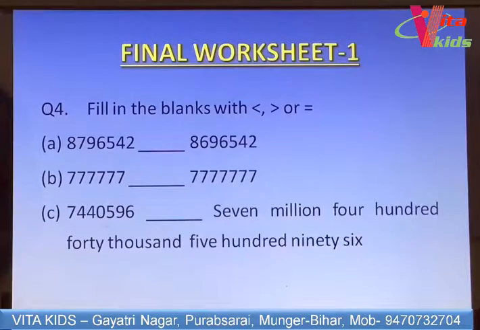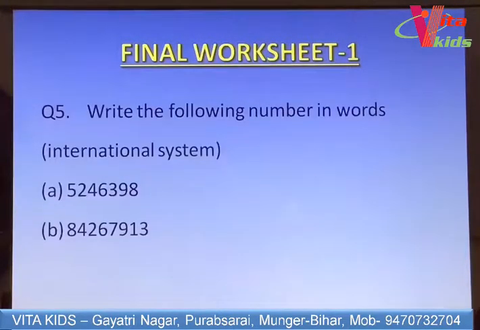Question number 4. Fill in the blanks with less than, greater than or equal to. A part: 8796542. Other number is 8696542. B. 777777 and the other number here is 7777777. C. 7,440,596 and the other number they have given in words, 7,440,596.